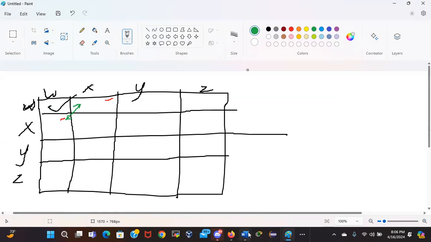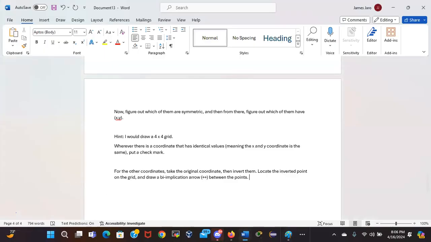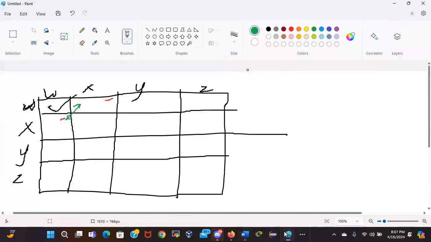What you're going to do is simply count how many bi-implication arrows you have, and how many check marks you have. Use that to start you off. Okay. Yeah, I gotcha.